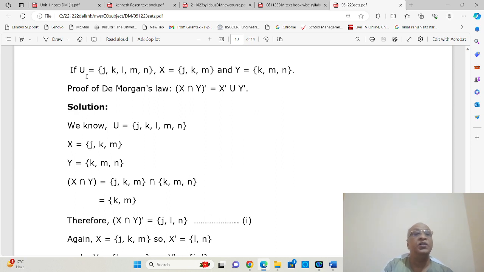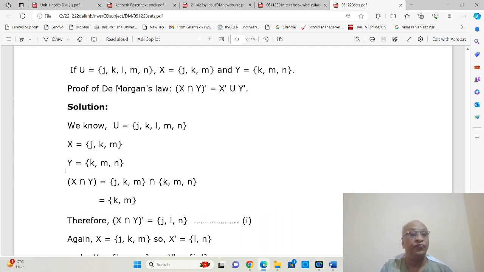Let us take, there is a universal set called U having the elements J, K, L, M, N. X is a set having the elements J, K, M. Y is a set having the elements K, M, N. What we have to prove is (X intersection Y) complement is equal to X complement union Y complement.